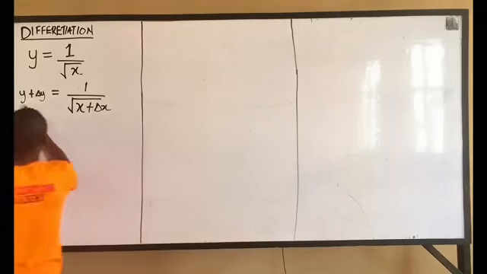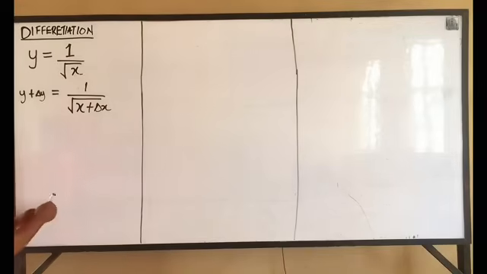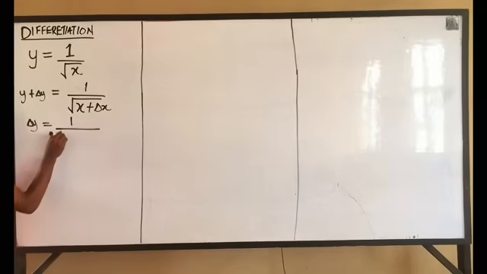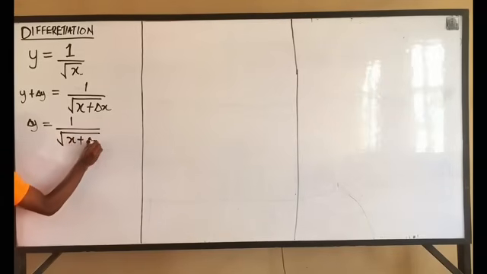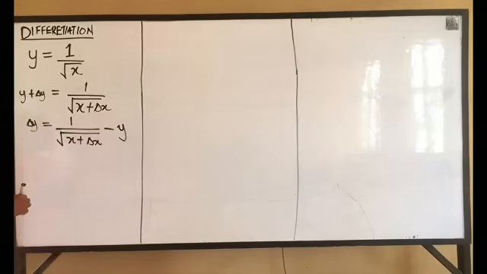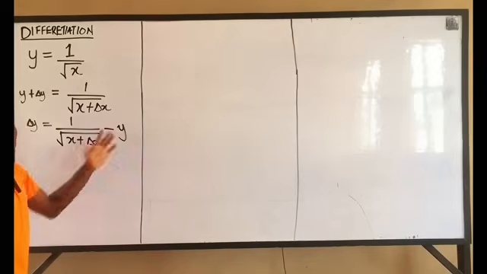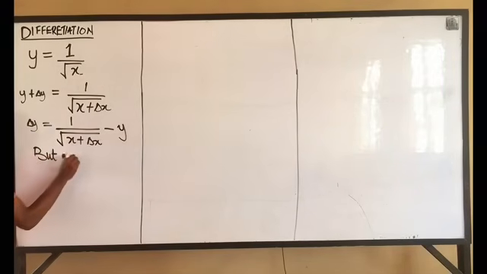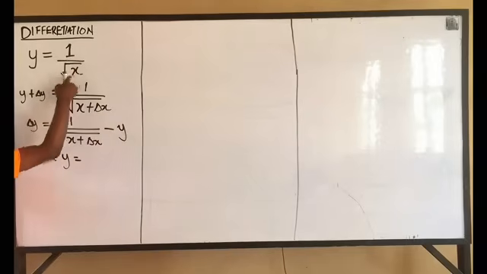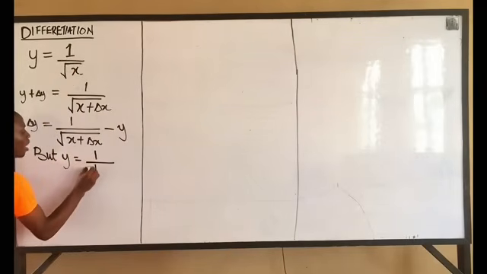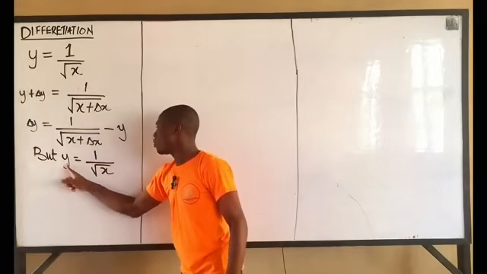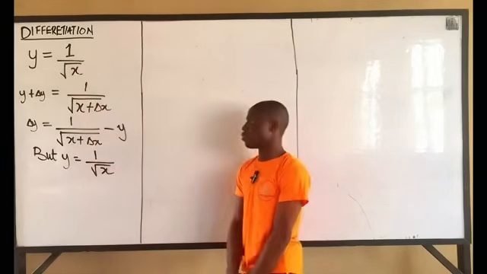Obviously, from here, I will take this y to the other side, so I'll have that change in y is equal to 1 over root x plus change in x, minus y. Why is it minus y? I just took plus y to the other side, and it becomes minus y. At this point, but y was equal to, what's y? 1 over root x. I have 1 over root x as the value of y here.